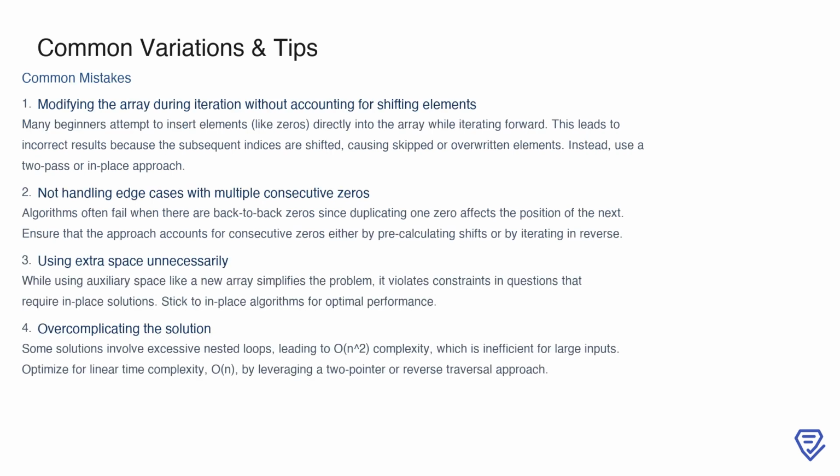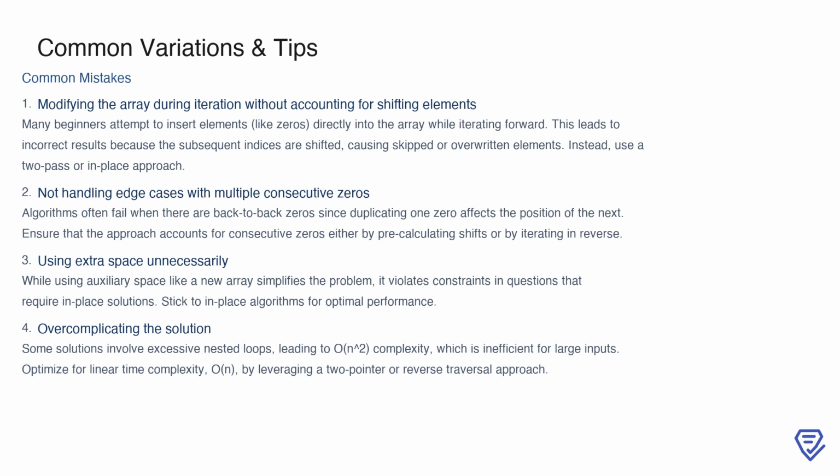Here are some common mistakes to watch out for when solving the duplicate zeros problem. First, modifying the array while iterating forward is a frequent pitfall. Since inserting elements like zeros shifts subsequent indices, this can cause elements to be skipped or overwritten. To avoid this, consider using a two-pass or in-place approach that accounts for these shifts. Next, algorithms often fail with multiple consecutive zeros. Duplicating one zero affects the position of the next zero, so it's critical to design your solution to handle such cases, either by pre-calculating shifts or iterating in reverse.